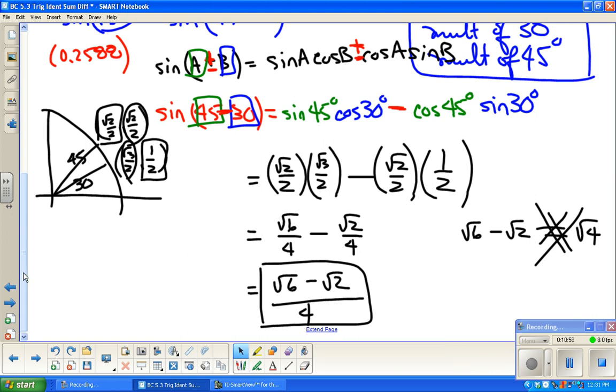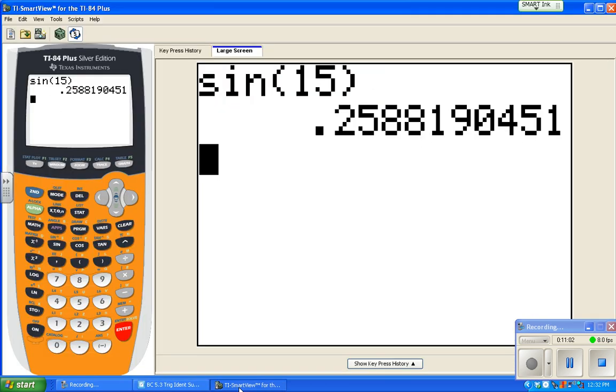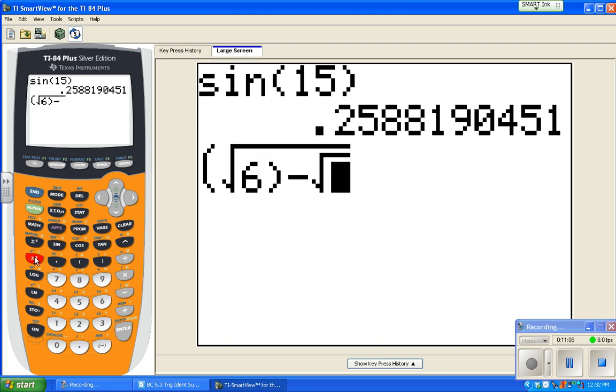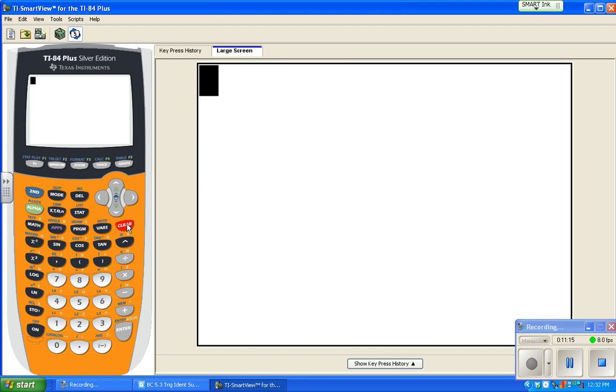All right, quick little note here. If I go over here and do square root of 6 minus square root of 2, okay, so I need parentheses. Square root of 6 minus square root of 2. Oh, forgot I'm on a new system here.